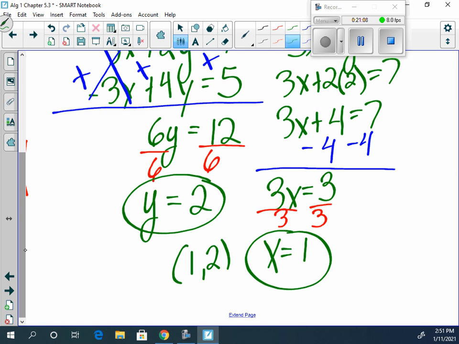Questions on this here? We good with this here? We're starting to see how this flows. You liking elimination better than substitution and graphing? Do you have a homework thing? You will. Most likely it'll be tomorrow.